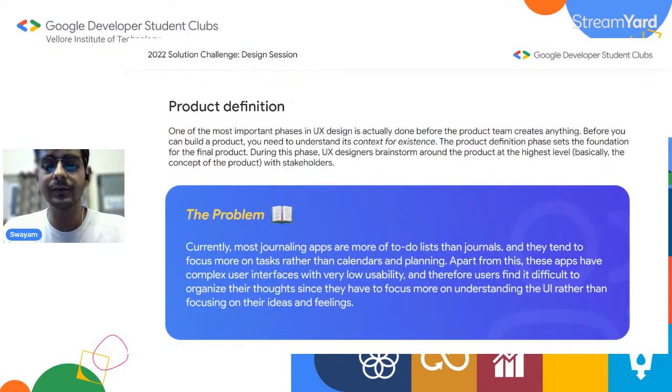So, laying out a clearly stated statement is very important. Like I said, we'll be using a journaling app example for our design process.